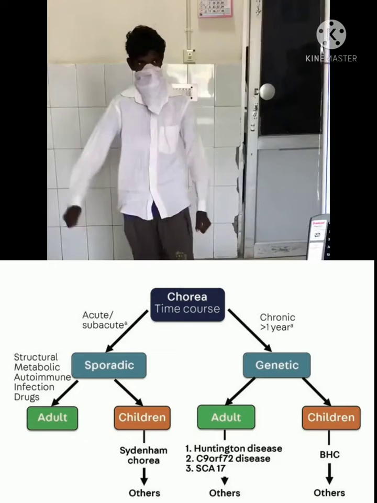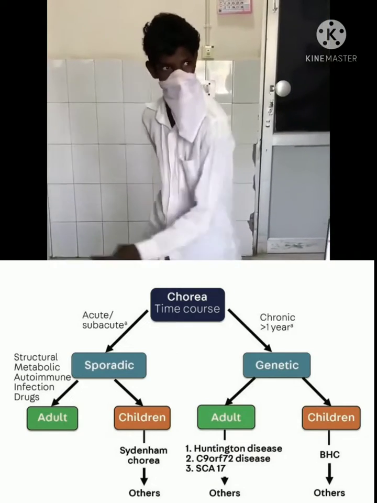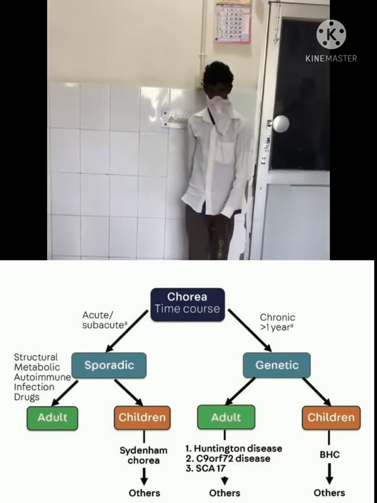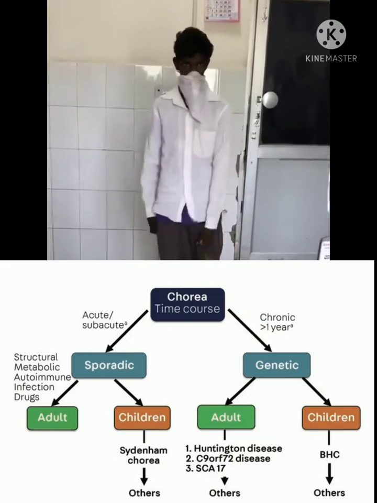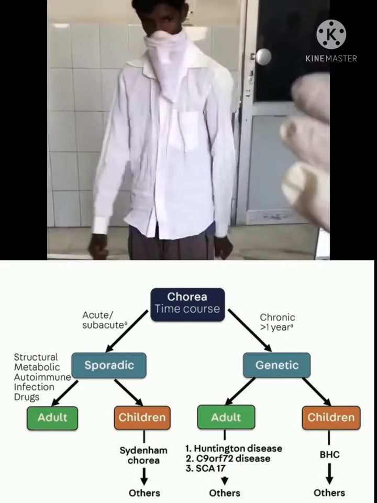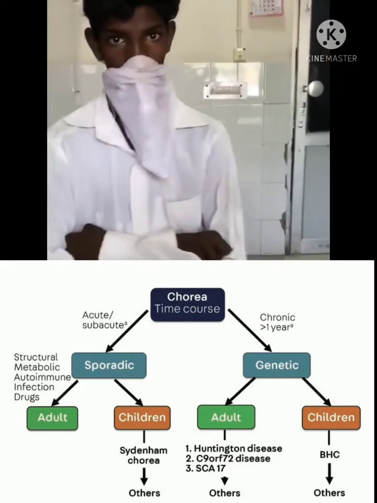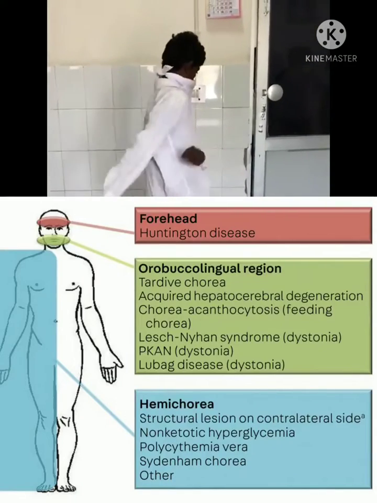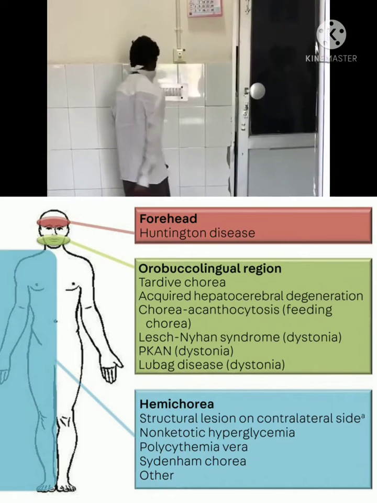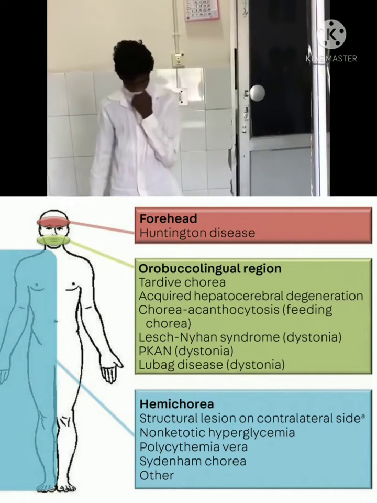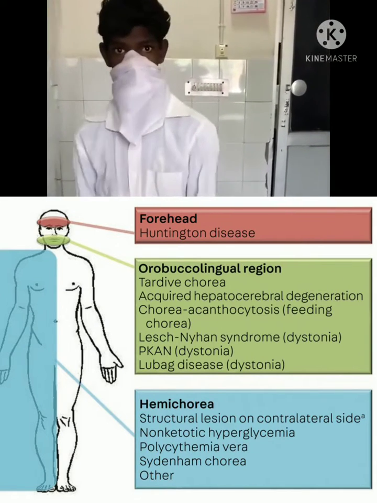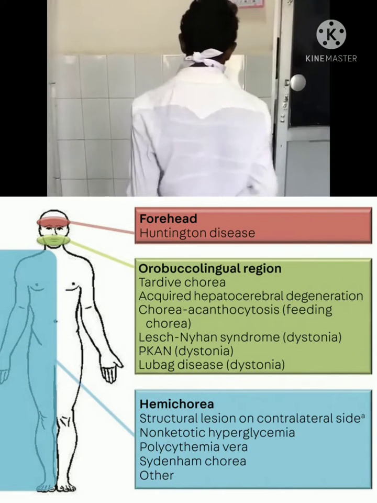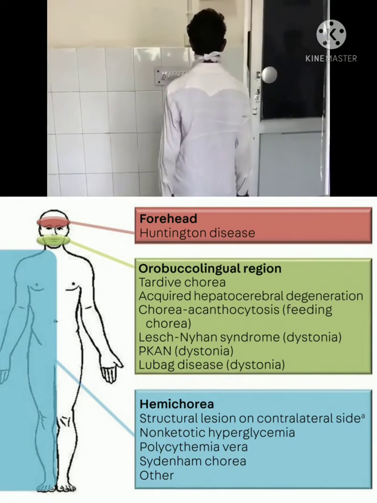Based on the time course, this can be sporadic or genetic. In sporadic cases, you can see structural or metabolic dysfunctions. In children, you can see Sydenham's chorea. In adults, Huntington's disease is seen. Also, based on the site, we can rule out many diseases. For example, if the forehead is involved, then Huntington's disease is seen. If hemichorea is involved, then Sydenham's chorea can be seen, or there is a structural lesion on the contralateral side.